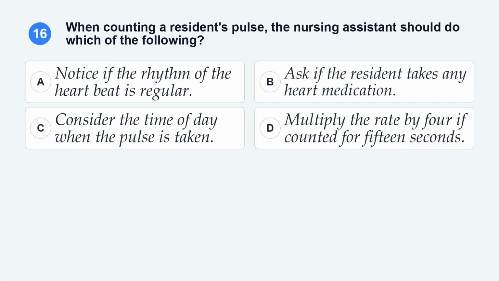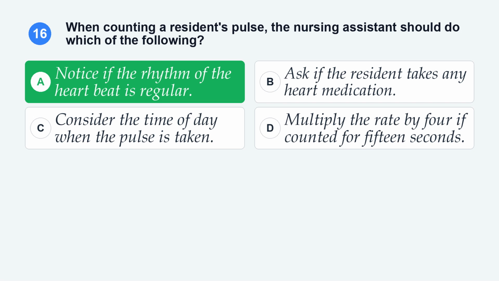Question 16. When counting a resident's pulse, the nursing assistant should do which of the following? Option A. Notice if the rhythm of the heartbeat is regular. Option B. Ask if the resident takes any heart medication. Option C. Consider the time of day when the pulse is taken. Option D. Multiply the rate by 4 if counted for 15 seconds.